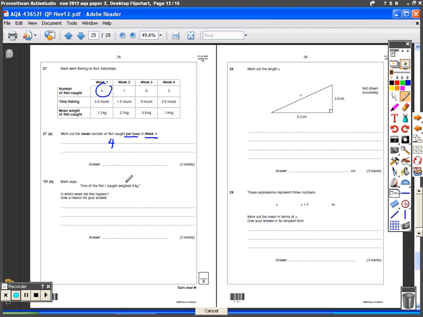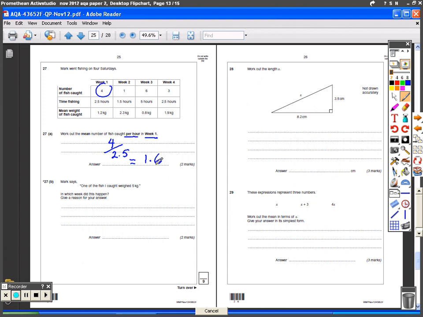And we're going to be dividing by, so if it's per hour, he fished for 2.5 hours. So we're going to be dividing the total number of fish caught by the amount of hours, 2.5. In your calculator, that would give us an answer of 1.6.